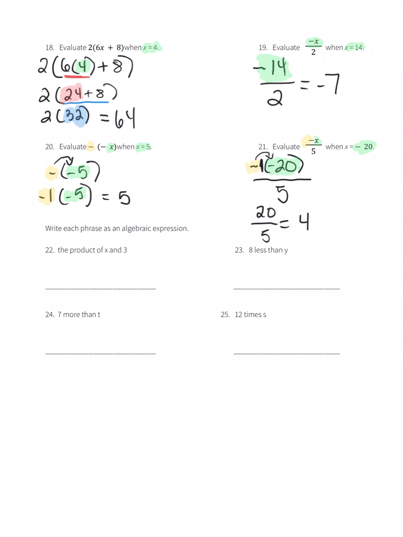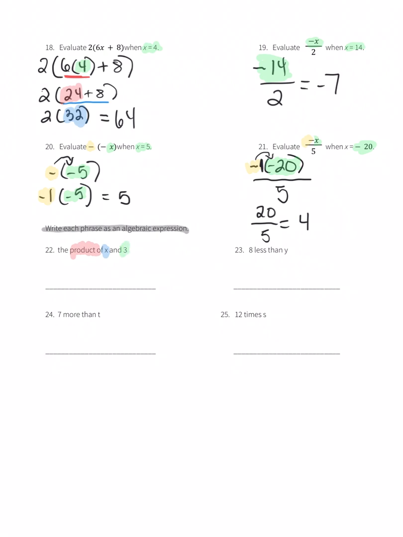Okay, your last set of problems. Here you are going to write each phrase as an algebraic expression. So I am given the words, and then I have to write the expression. So here we have the product of x and 3. Product means to multiply, and it is the product of x and 3.